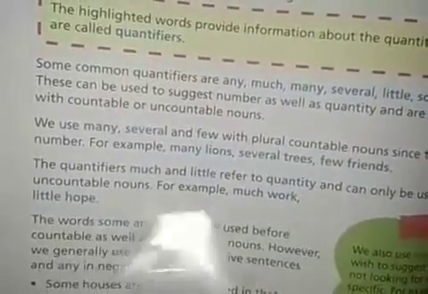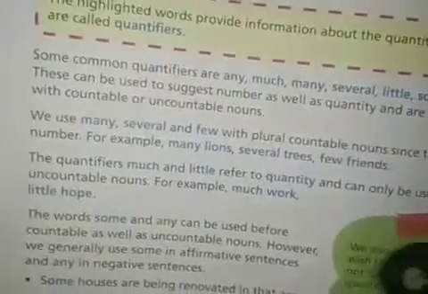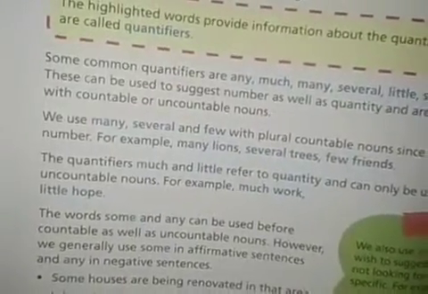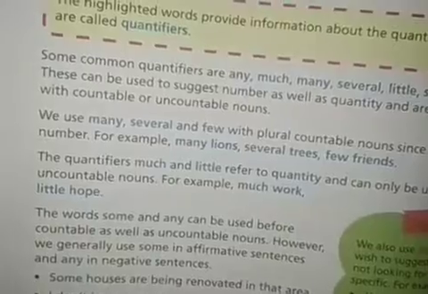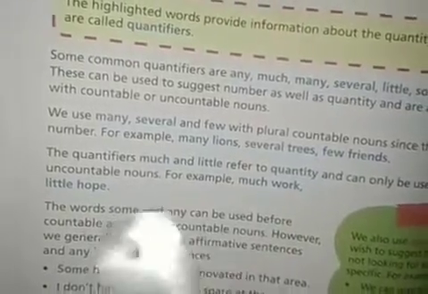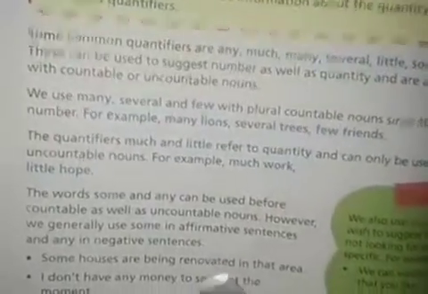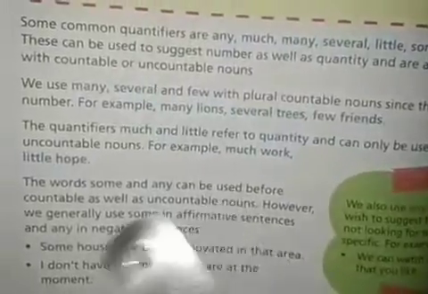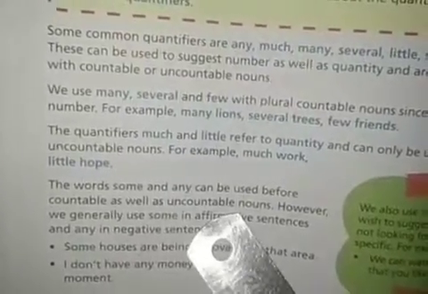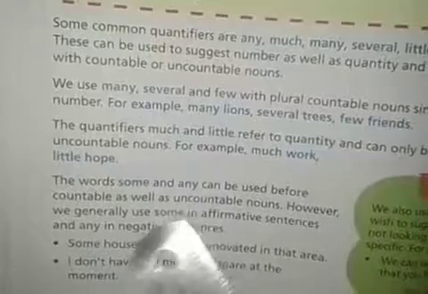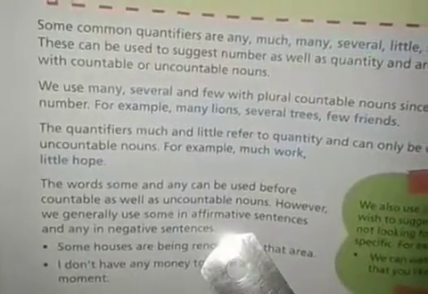So work and hope are not countable, they are uncountable nouns, and that is why much work, little hope, much and little are used with them. Okay, the words some and any can be used before countable as well as uncountable nouns. So the words some and any can be used with countable nouns and uncountable nouns also.